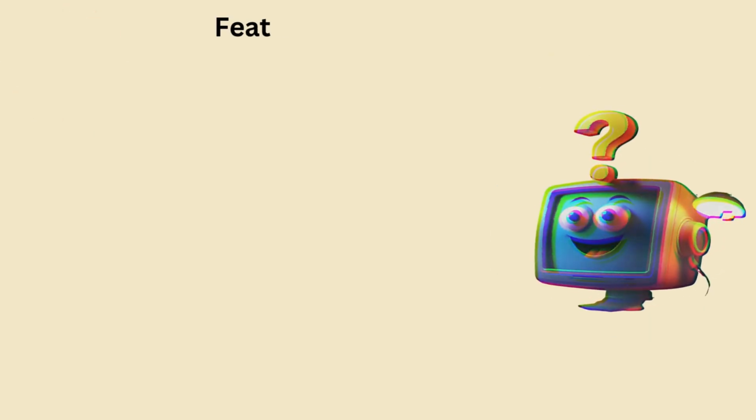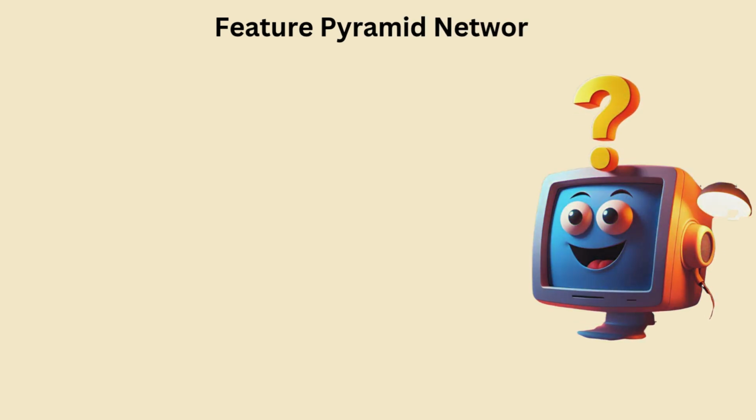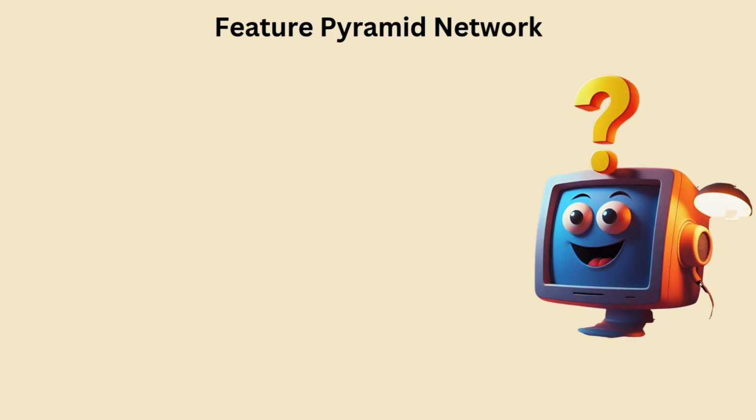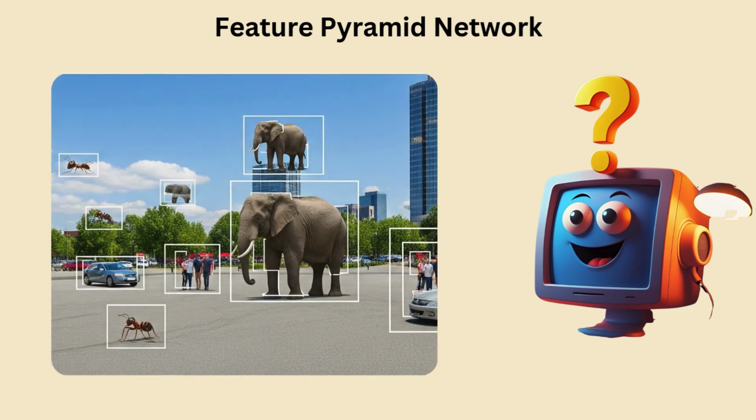Then came a clever idea called Feature Pyramid Network, or FPN. This smart new way of looking at images, introduced in 2017, completely changed how computers find objects of different sizes. It made them much better, faster, and more accurate. In this video, we'll break down what FPN is, why it's such a big deal, how it works, and how it helps computers understand our world better.